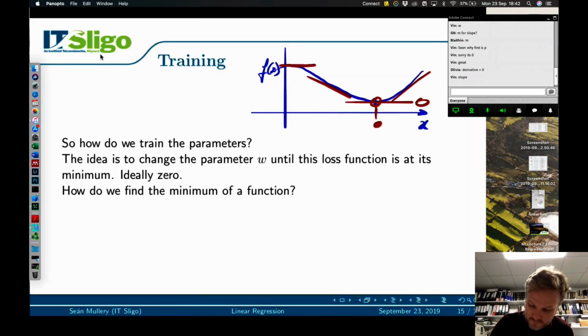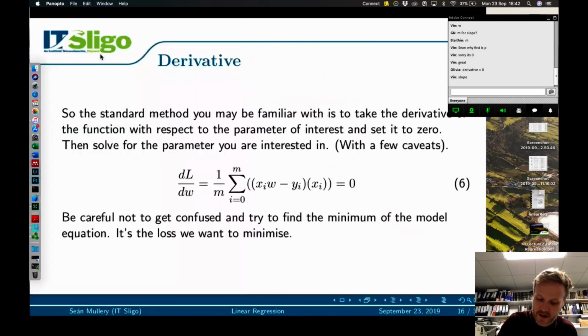So what we want to know is this point here. I'll put it as an X maybe. That's what we want to figure out. Where does that happen? And then you solve for the parameter you're interested in, with some caveats, obviously the caveats being that you may have found the maximum as well.